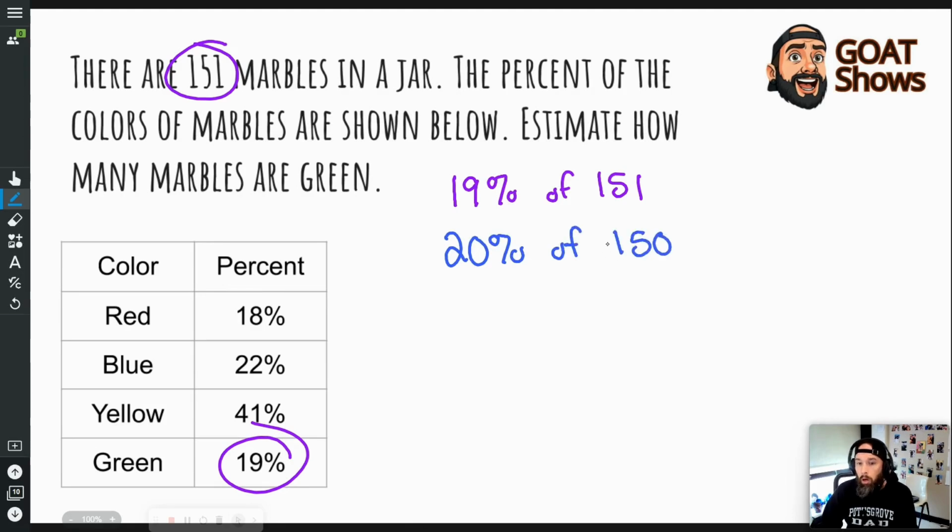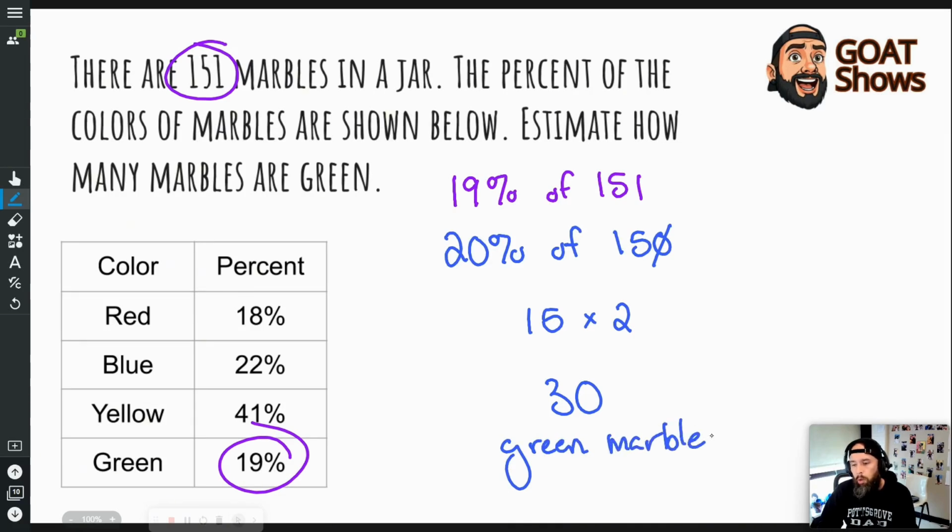Okay? So 10% of 150 is 15, because you hack off the 0. To get to 20%, you multiply by 2, and 15 times 2 is 30. And since we're talking about green marbles, we're going to write out green marbles, because with word problems, that's what you do.